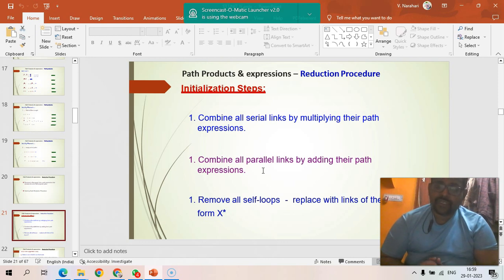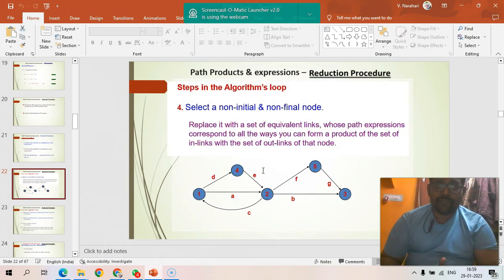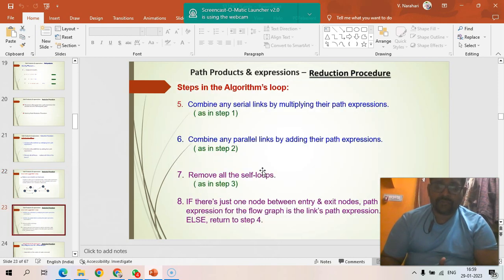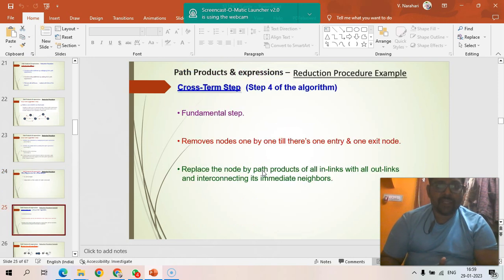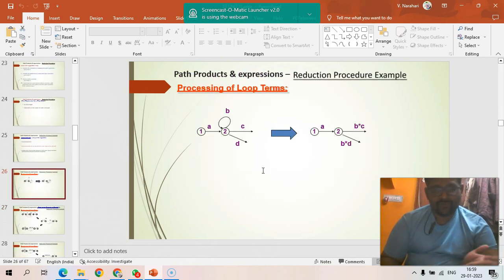And third, if there are any loops, we need to reduce the loop by using the loop rule. This process will continue until all the nodes are removed, except the initial and the destination nodes. So we know what path sum and path product are. We'll see how we apply the loop rule.